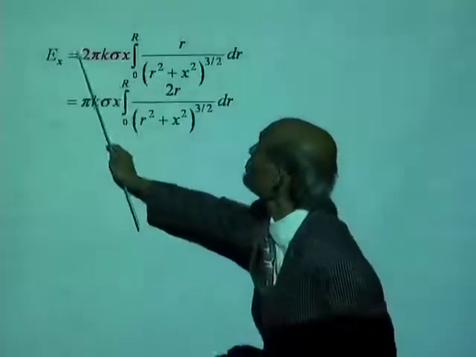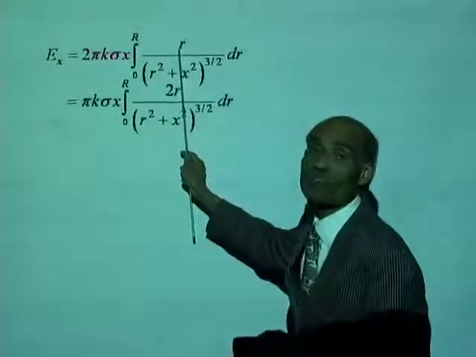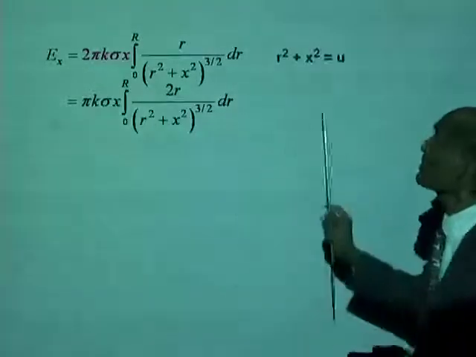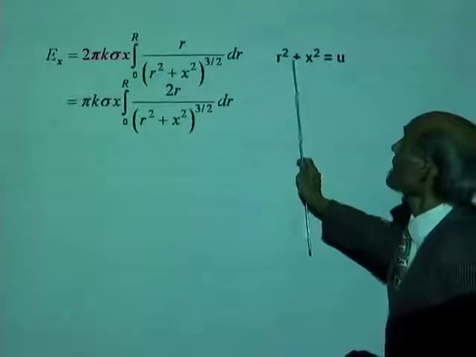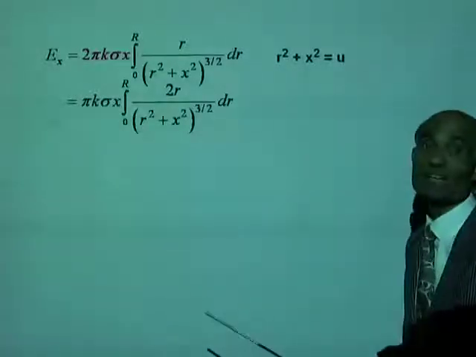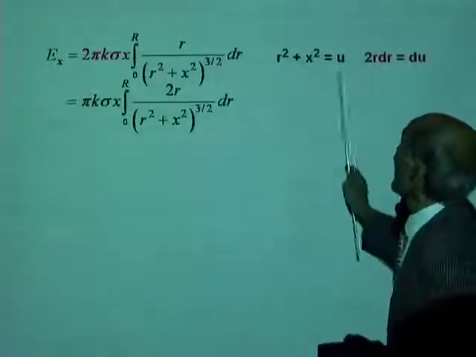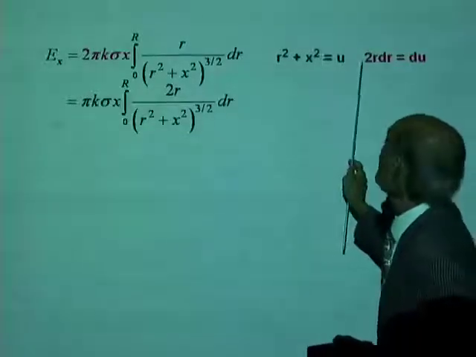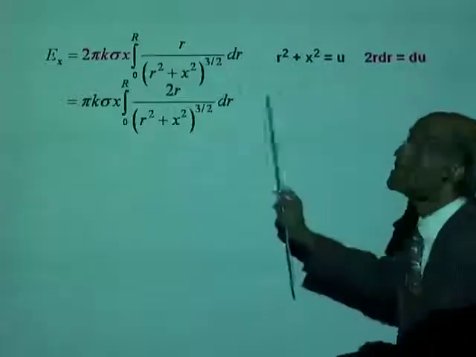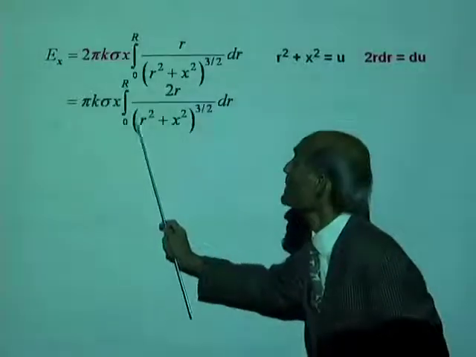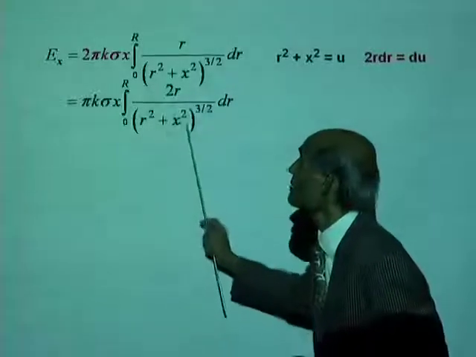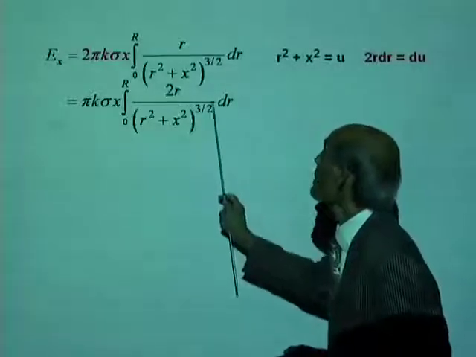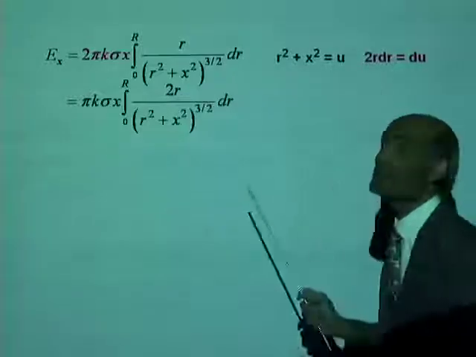I brought this 2 inside for convenience because I'm going to use a substitution to do that integration. Look at the substitution. Substitute r squared plus x squared equal to u. If you take the differential now, remember x is a constant, 2r dr equals du. So when the denominator r squared plus x squared is u, the numerator 2r dr will be du.